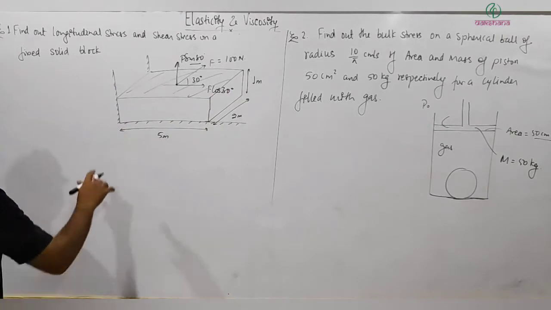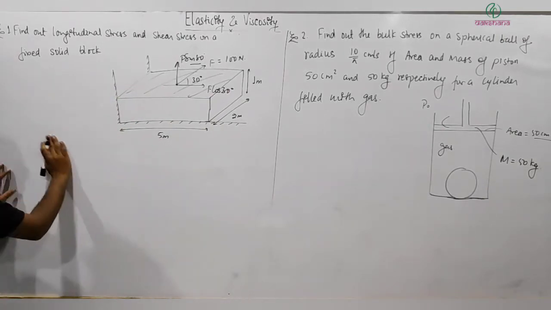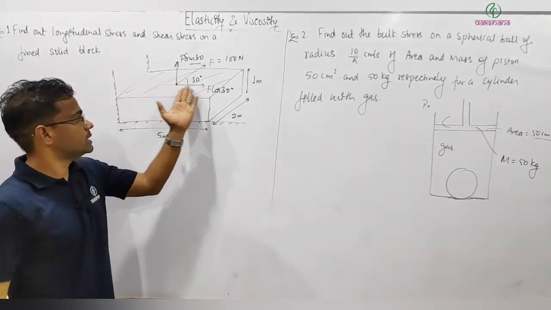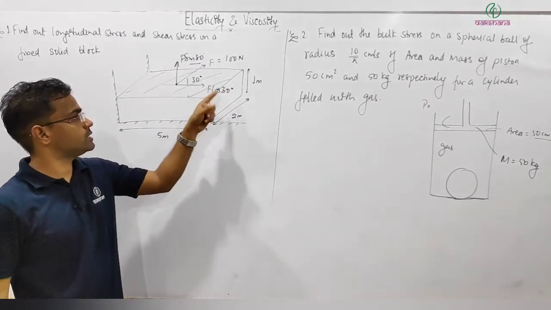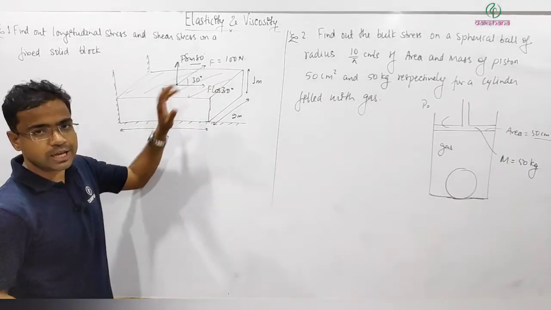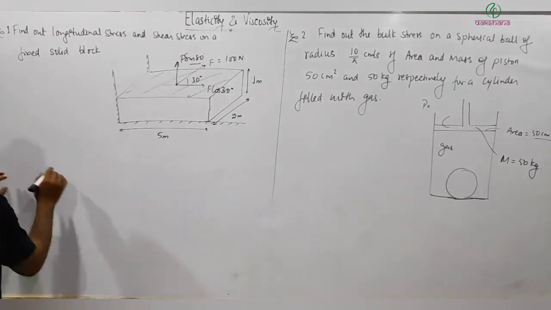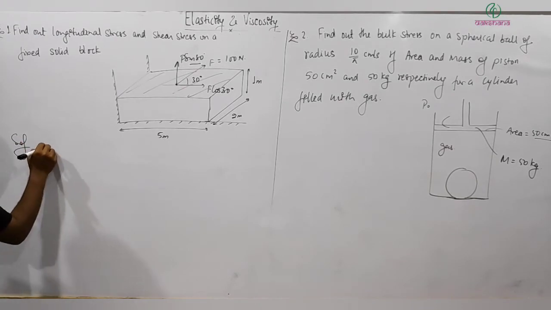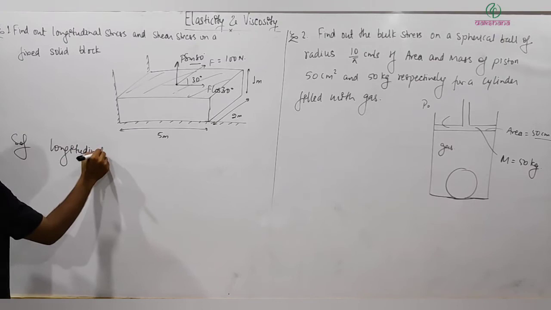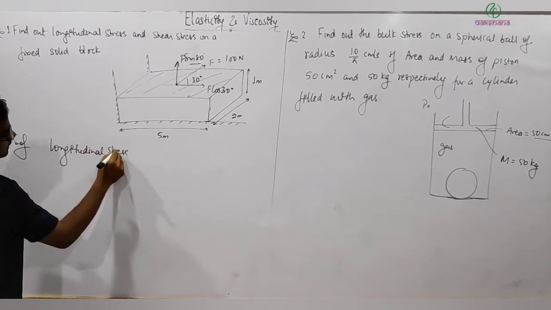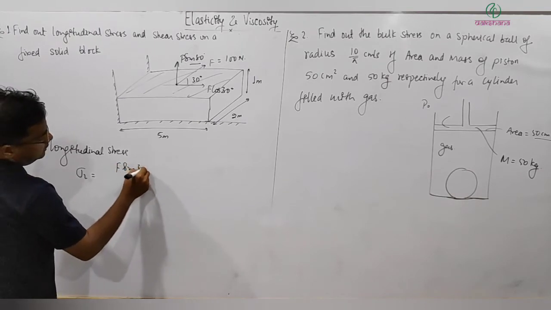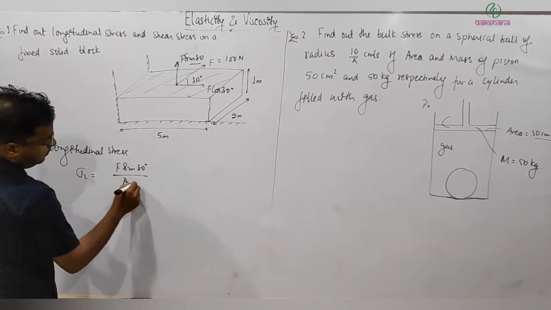So now we can easily answer it. The normal force divided by the total area will be the longitudinal stress. The force along the surface is called the shear force, and divided by the same surface area, that will be the shear stress. So longitudinal stress, sigma longitudinal, will be equal to F sin 30 divided by area.